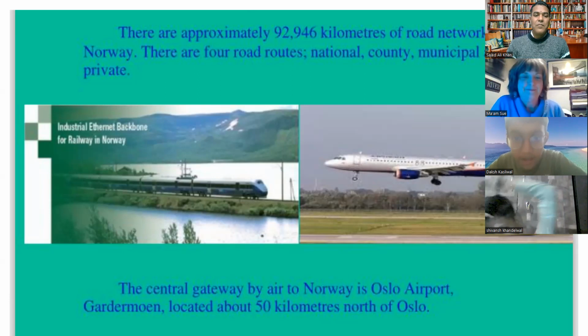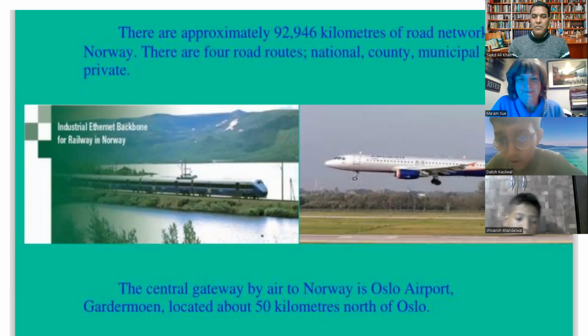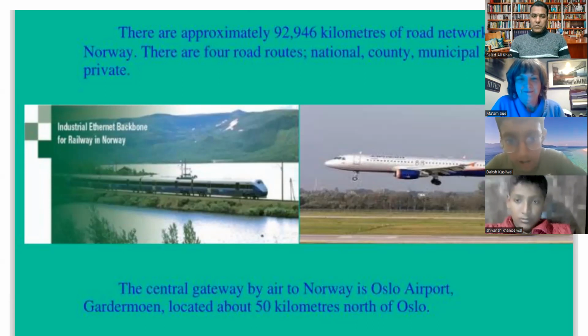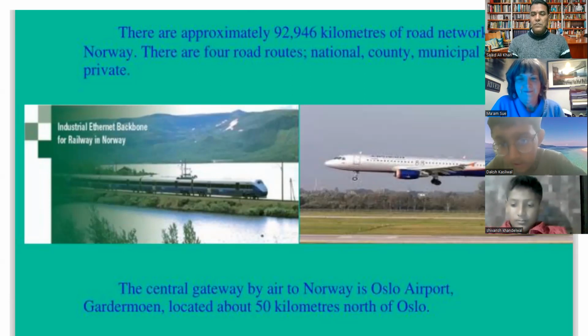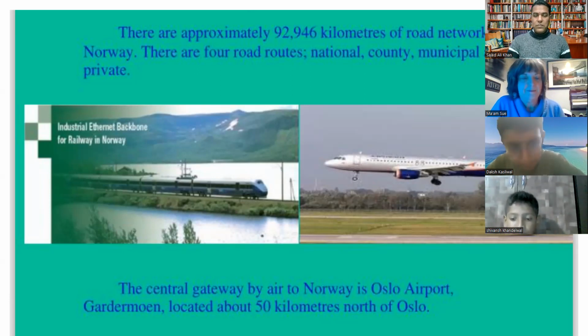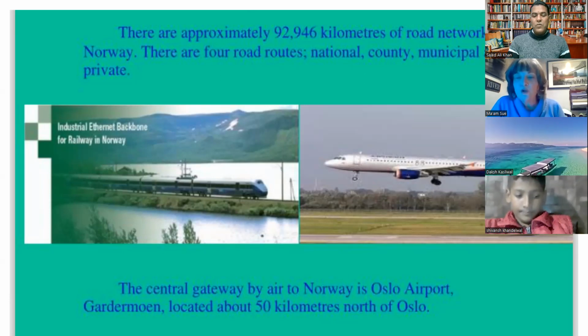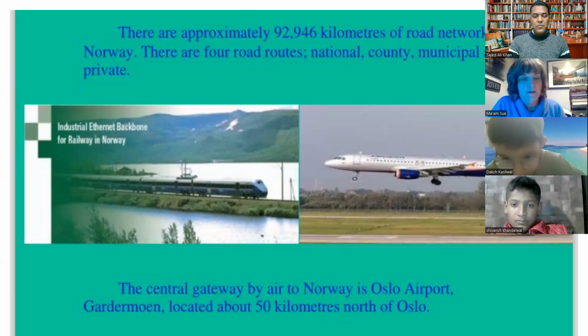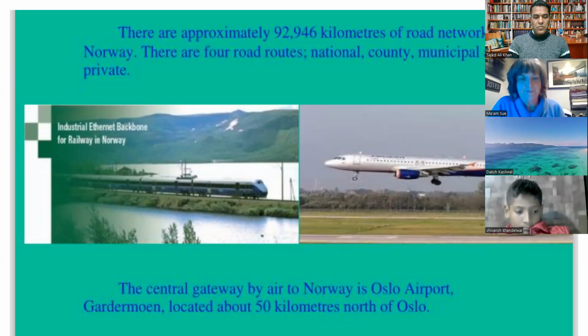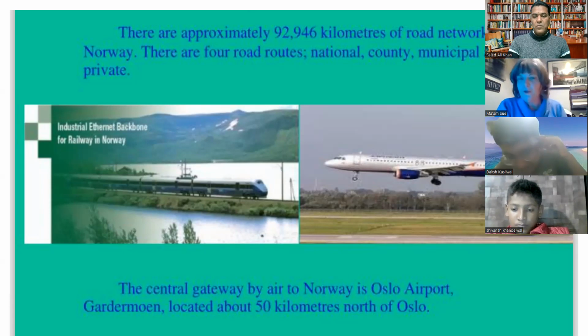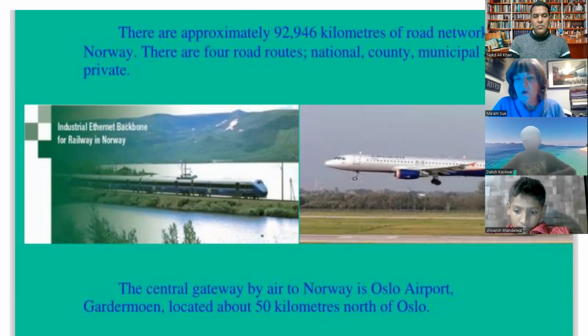There are approximately 92,946 kilometers of road networks in Norway. There are 4 road routes: national, county, municipal, and private. The central gateway by air to Norway is Oslo Airport, Gardermoen, located about 50 kilometers north of Oslo. Yes, and they have a wonderful, beautiful train system, as you can see. So trains and planes. And let's go to the next slide.